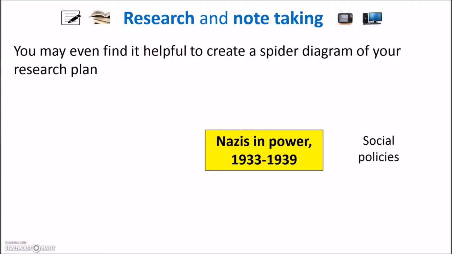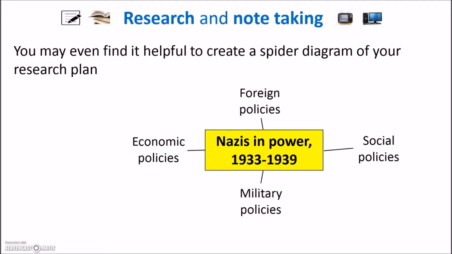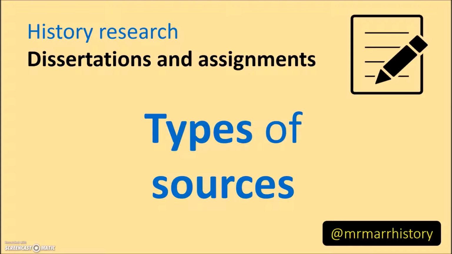You might even want to make a spider diagram of your research plan. You would start off by identifying the different types of policies to research, and then you would identify next to them the sub-factors. This visual aid might make it easier for you to identify possible gaps in your topics. Let's now consider the types of sources that we might want to use.